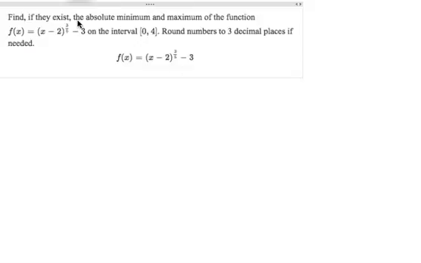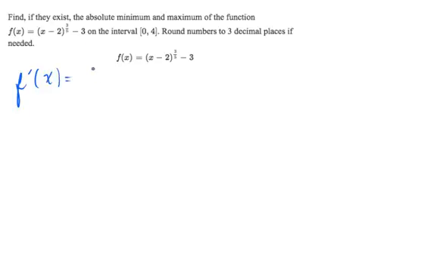Alright, in this problem we want to find the absolute max and min of f of x equals (x minus 2) to the 3/5 minus 3 on the interval from 0 to 4. So the absolute extrema could occur either at the critical values or, because this is a closed interval, at the endpoints. So we first need to find critical values.